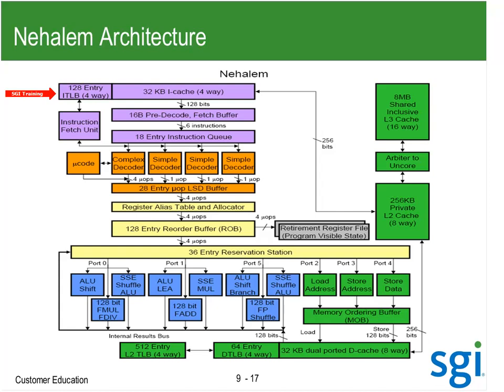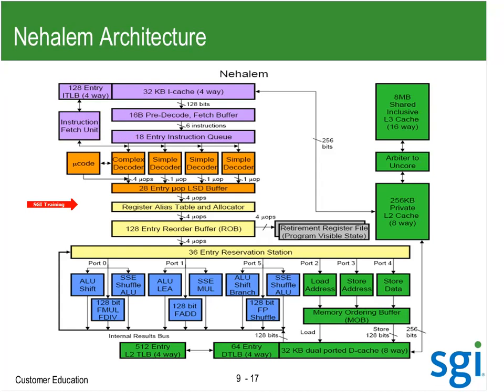Now, out of that instruction cache, there is a pre-decode buffer that's going to figure out, we have, it looks like, 18 instruction queues, 18 different instruction pipes. Depending upon the instruction, they're going to go into different types of decoders. So, for example, floating point operations take longer, they're going to be complex decoders.